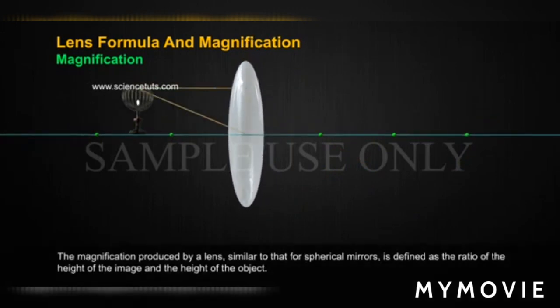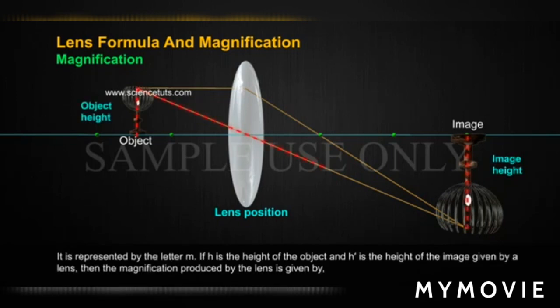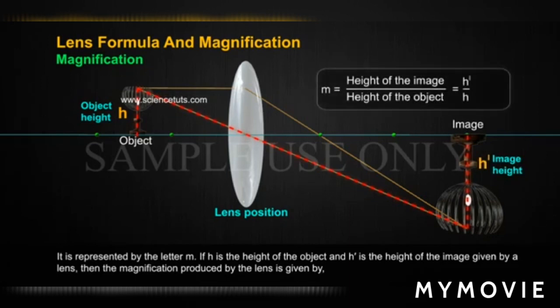Magnification. The magnification produced by a lens, similar to that for spherical mirrors, is defined as a ratio of the height of the image and the height of the object. It is represented by the letter m. If h is the height of the object and h dash the height of the image given by a lens, then the magnification produced by the lens is given by m equals height of the image by height of the object equals h dash by h.